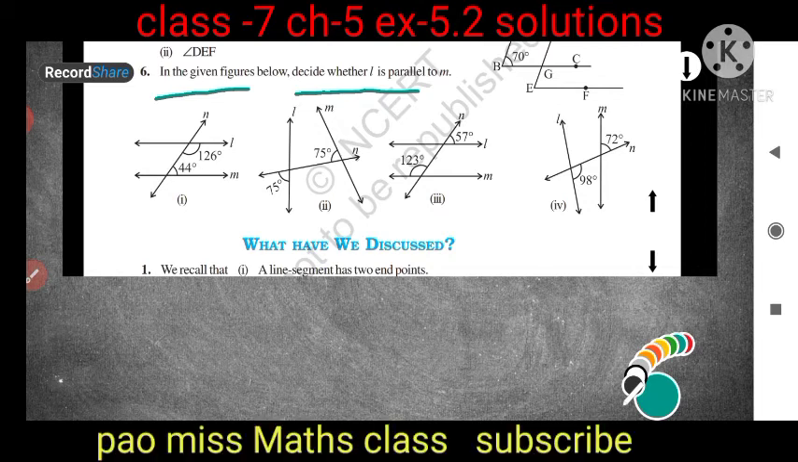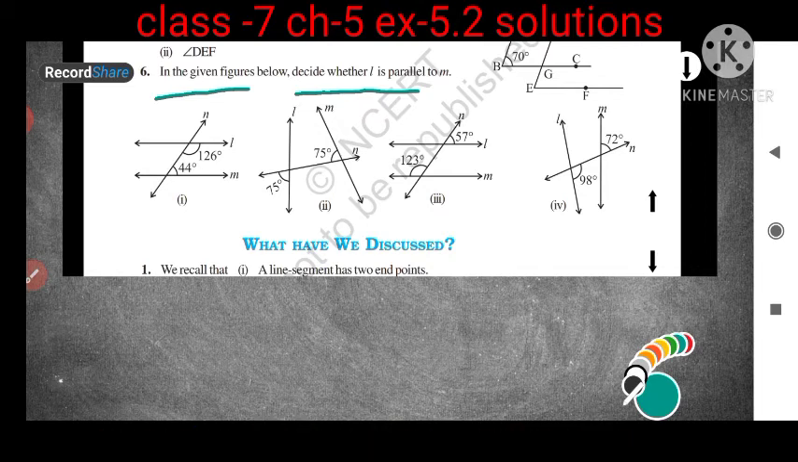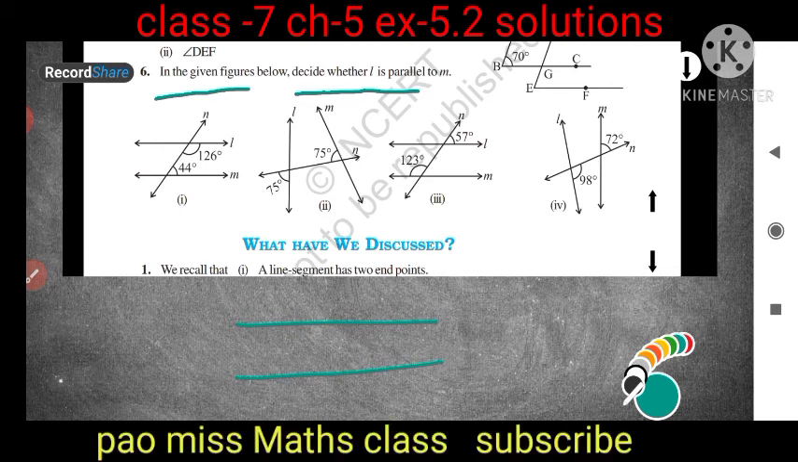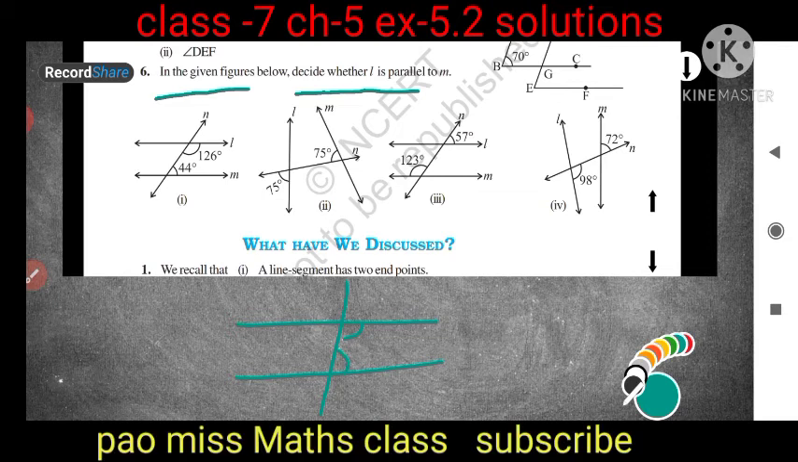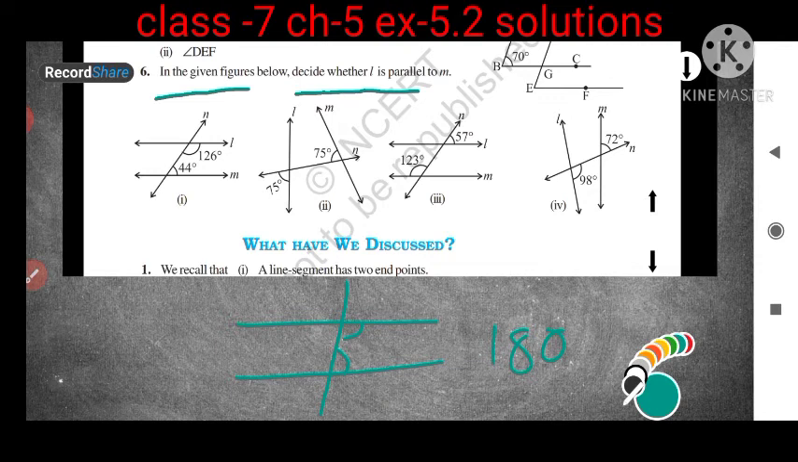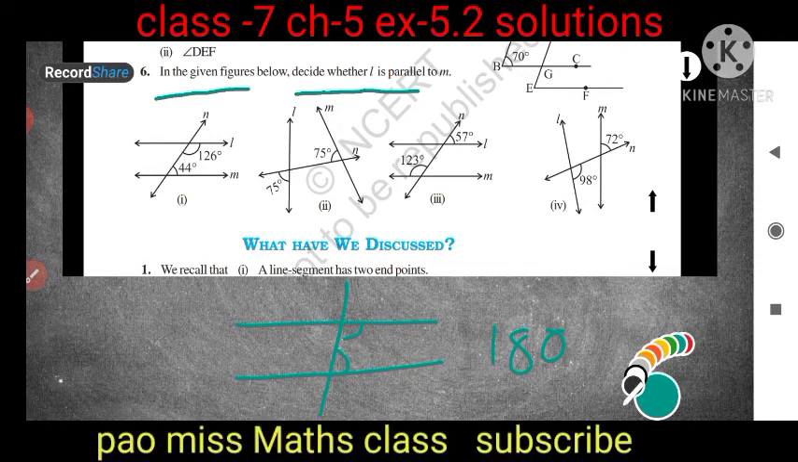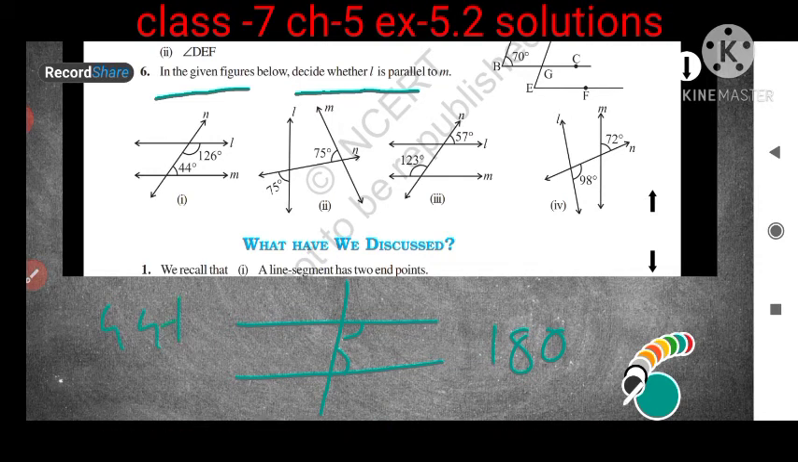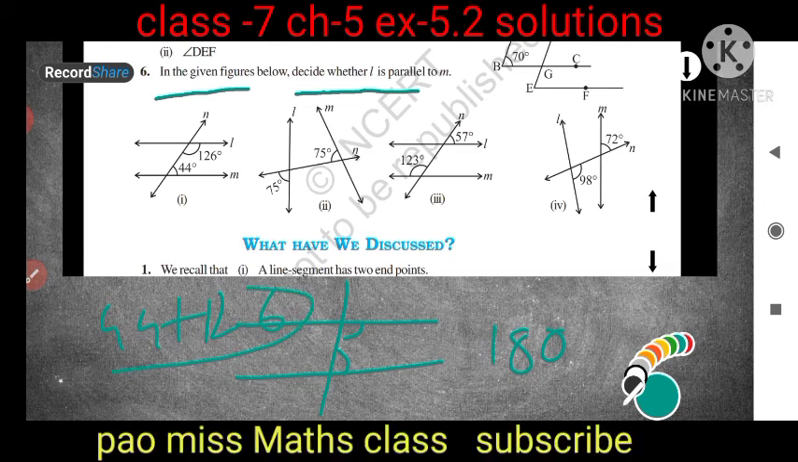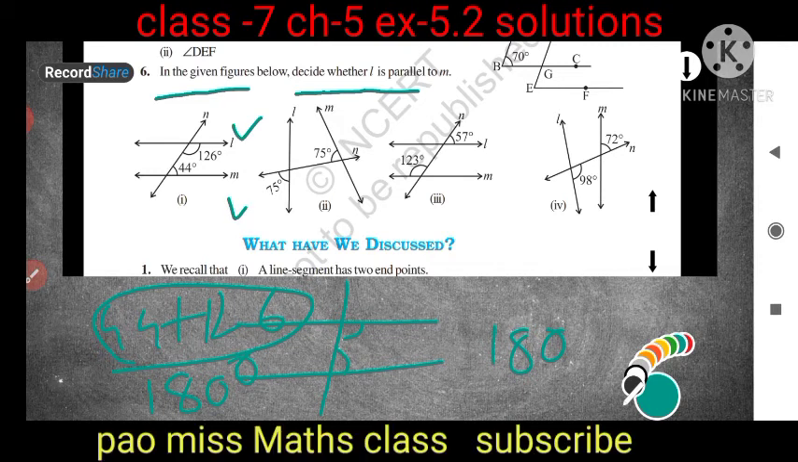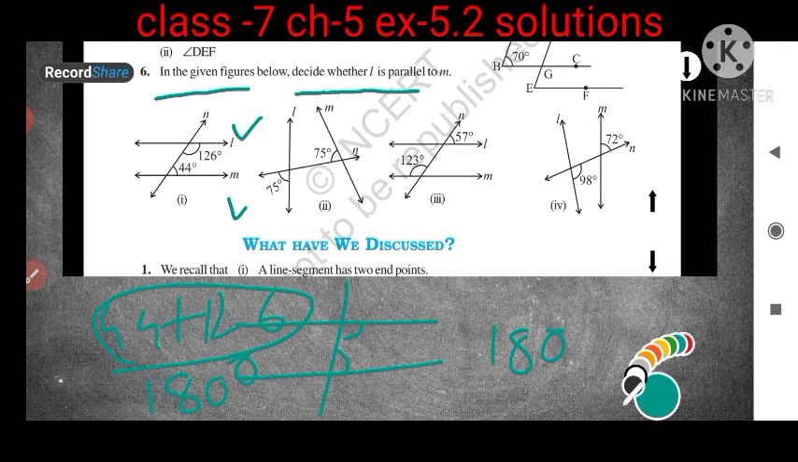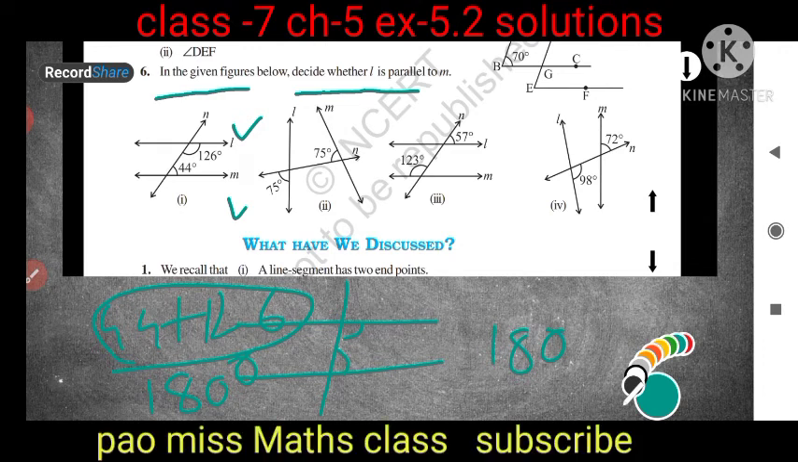I have explained before also, if two lines are parallel, then the sum of the interior angles on the same transversal will be 180 degrees, isn't it? So which are the interior angles on the same transversal? 44 plus 126, isn't it? If you add these two angles and get 180 degrees, then we can say L is parallel to M, okay?